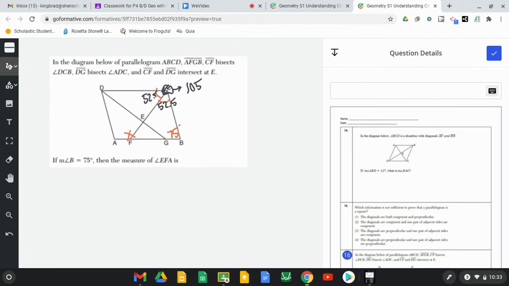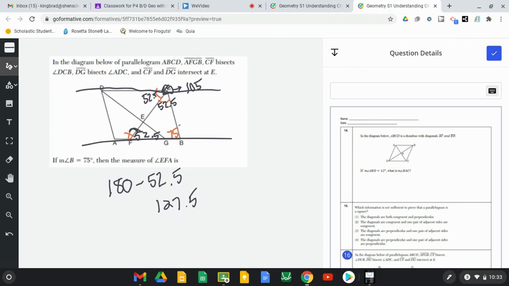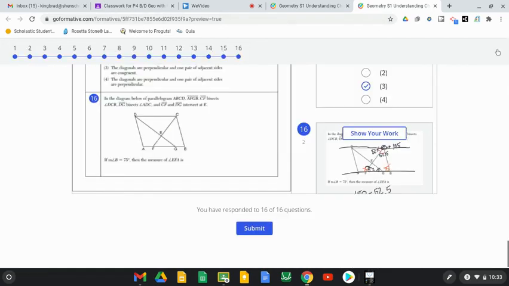Now wait a second. Parallelogram, these lines are parallel. So if this is 52.5, down here is 52.5. That means these two angles are supplementary. So I can do 180 minus 52.5 to get my answer to be 127.5. Check. Good. So now, there you go. Those are all the answers.